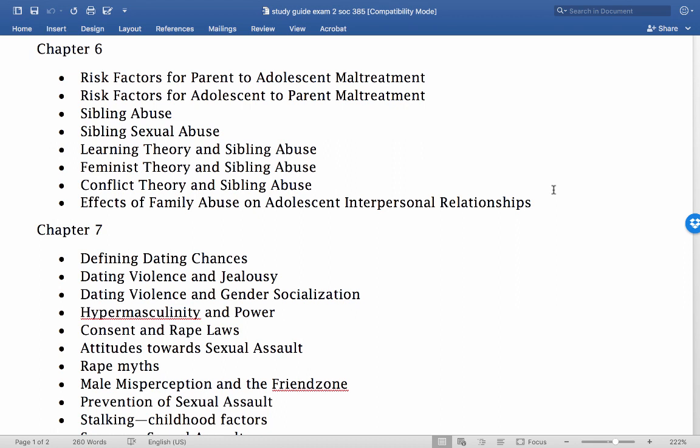Risk factors for adolescent to parent maltreatment. So meaning that if you're a single parent, you're more likely to be maltreated by your adolescent, or if you're female.